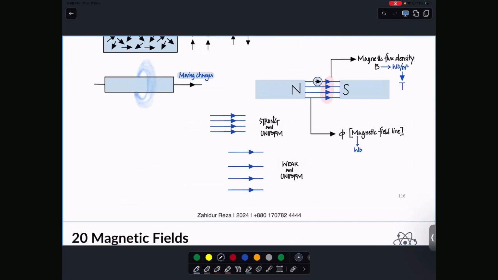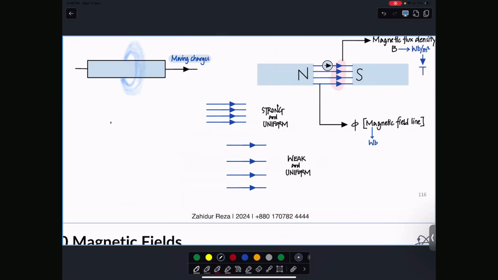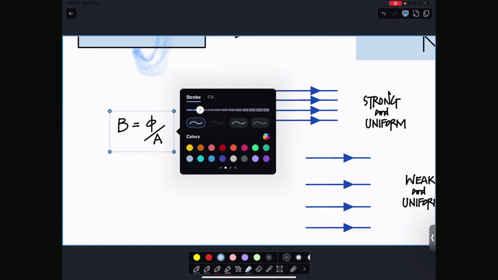I think you can figure out the equation yourself, but I'll tell you. So B, magnetic flux density, must be equal to what? Yeah, it's the amount of magnetic flux per unit area. So B = phi divided by A. That's it. Okay, and that's the first equation we have in our syllabus. So it's called magnetic flux density.